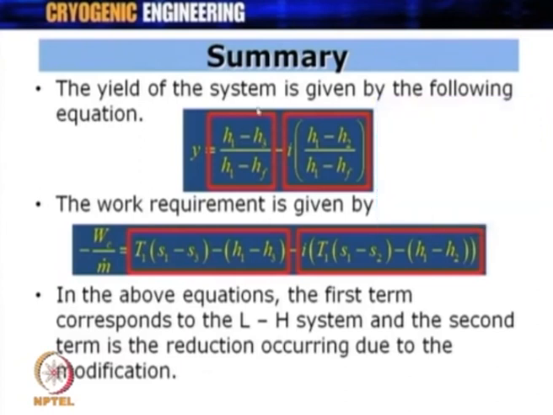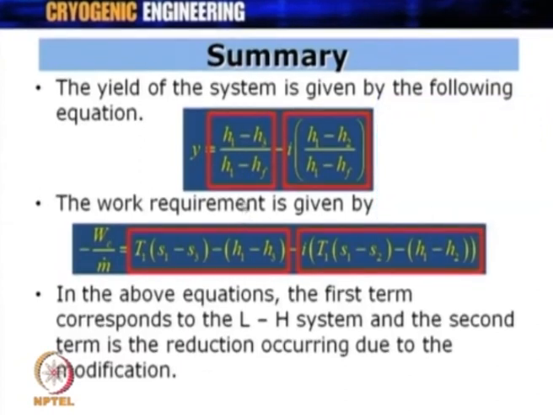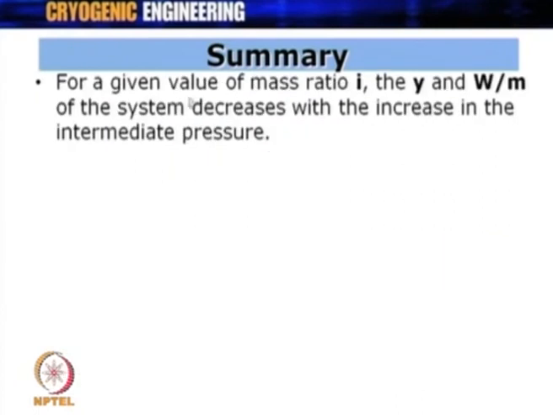So, basically the first term in both the cases is as if we have got a Linde-Hampson system from 0.1 to 0.3, which is normally not possible. One cannot compress from 0.1 to 0.3 directly, and therefore, what we are doing is a reduction which is happening in the value of Y and W by m dot because of the modifications of the Linde dual pressure system. For a given value of mass ratio I, the Y and W by m dot of the system decrease with the increase in the intermediate pressure.